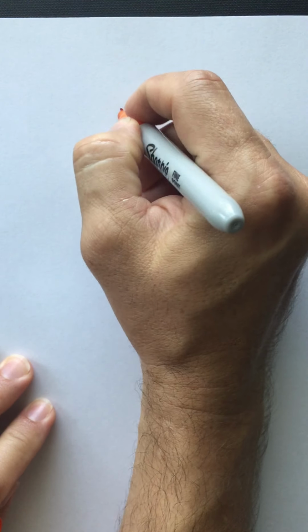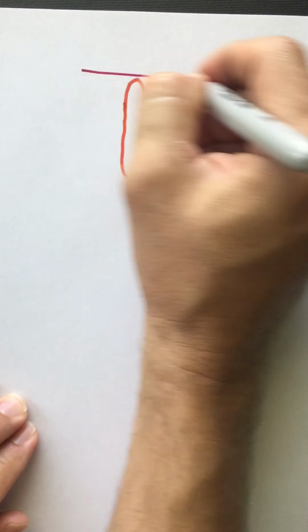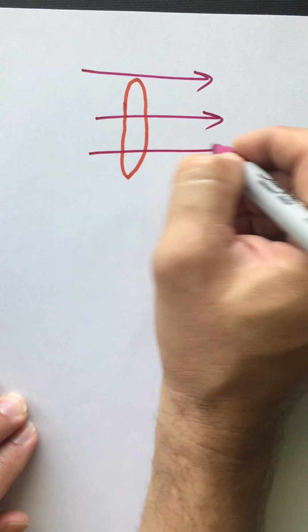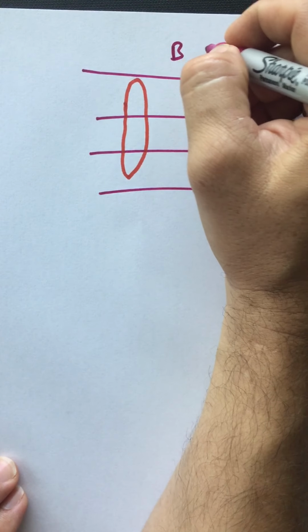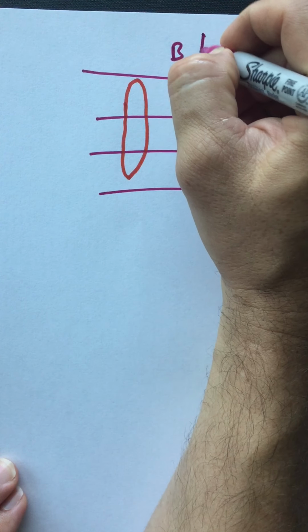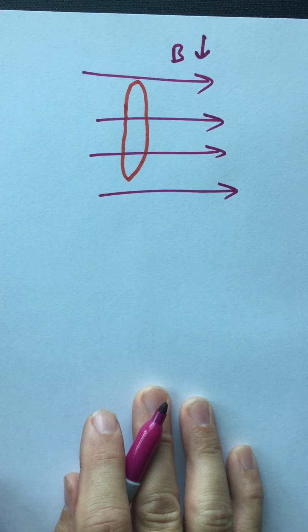Let's do another one. Let's see what happens here. So I'm in the same situation. There's my loop. Here's my magnetic field. Same direction, everything. Okay. But this time I'm going to tell you that I'm turning down the field. It's getting weaker in time.